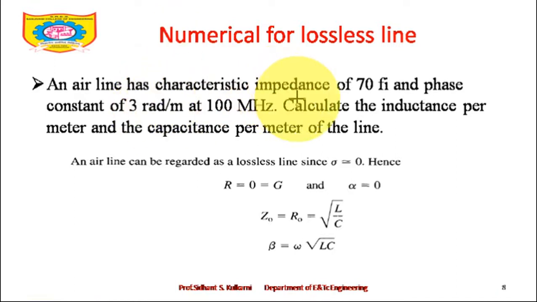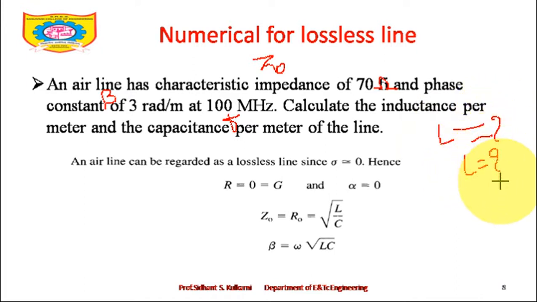An air line has a characteristic impedance of 70 ohm, this is not 5, 70 ohm, and a phase constant of 3 radians per meter at 100 megahertz. Calculate the inductance per meter and capacitance per meter of the line. So what is given? The characteristic impedance Z0 is known to me, first thing, and the phase constant beta is known to me at 100 megahertz. So the frequency is known to me. L is asked and C is asked. So L is equal to how much and C is equal to how much, that we need to calculate.